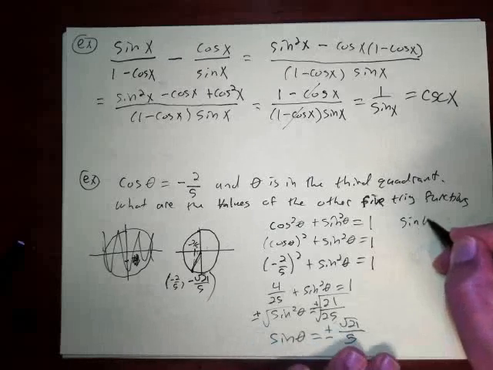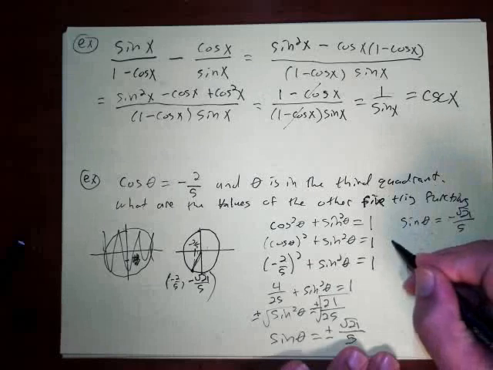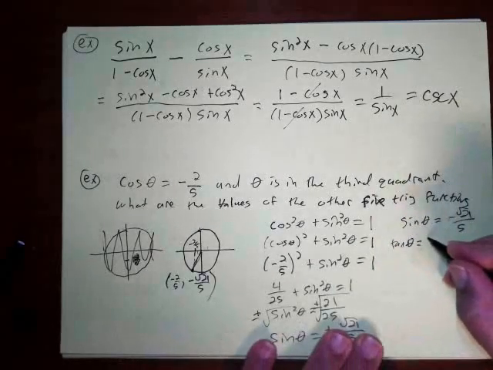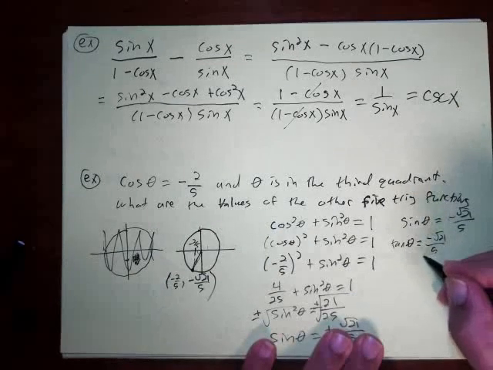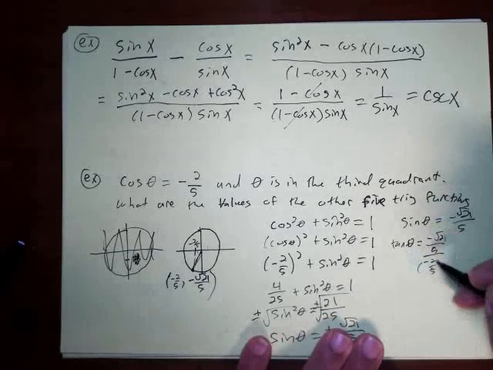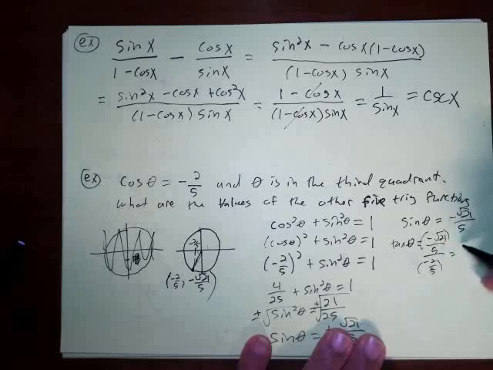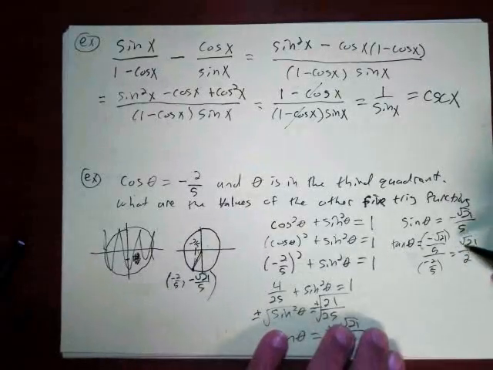So I found that sine theta is equal to negative square root of 21/5. The tangent of theta is going to be the y over the x. So it'd be negative square root of 21/5, all that, over negative 2/5. Okay, so then I would invert and multiply. The 5s would cancel out, the negatives would cancel out, and I would get square root of 21/2. And that's what I would get in that case.